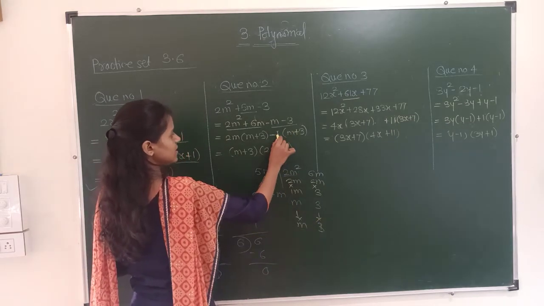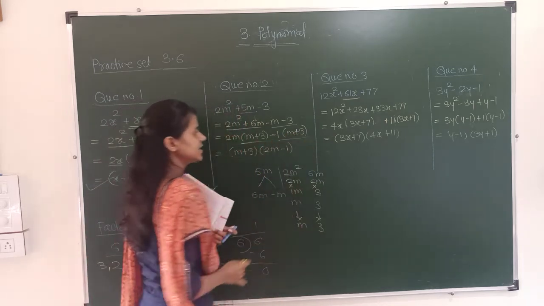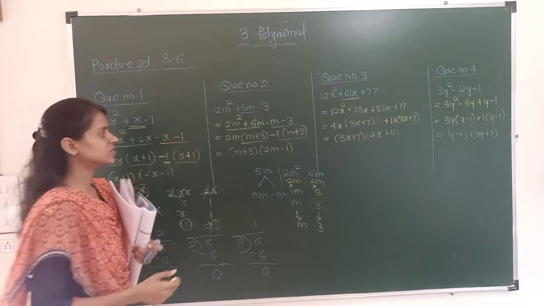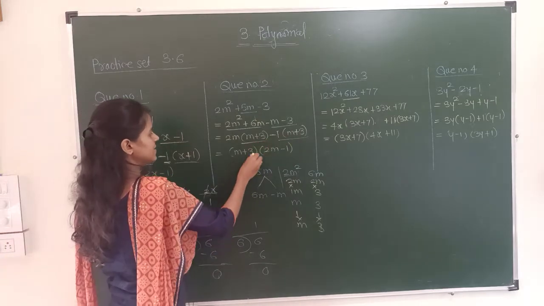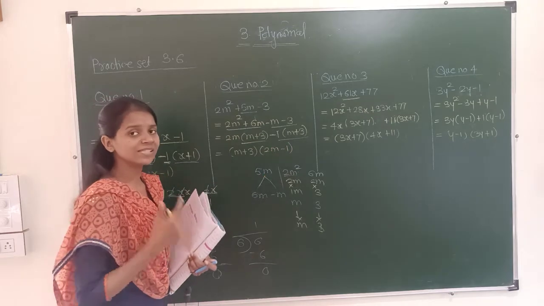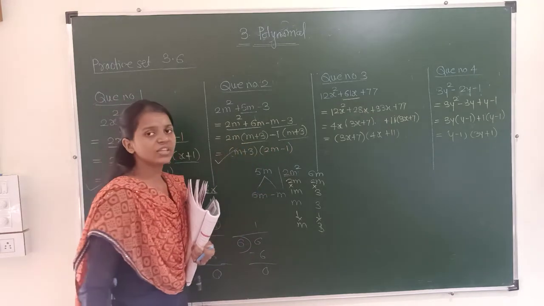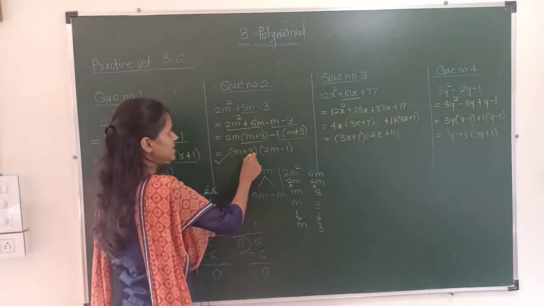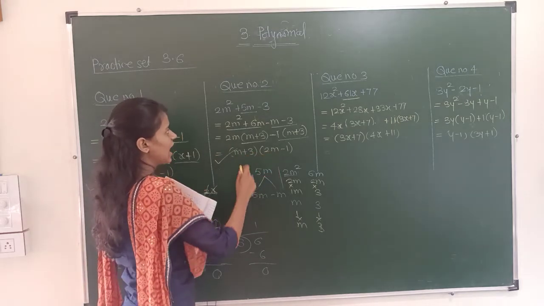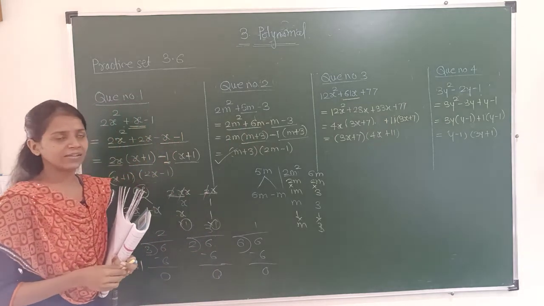So here 1 is common, and m plus 3. Now this m plus 3 and m plus 3, these brackets are similar. So we will take the common bracket m plus 3, and the remaining terms are 2m minus 1. We will write those two terms in another bracket. So these two are the factors of the given polynomial. m plus 3 and 2m minus 1 are the factors of the polynomial 2m raised to 2 plus 5m minus 3.